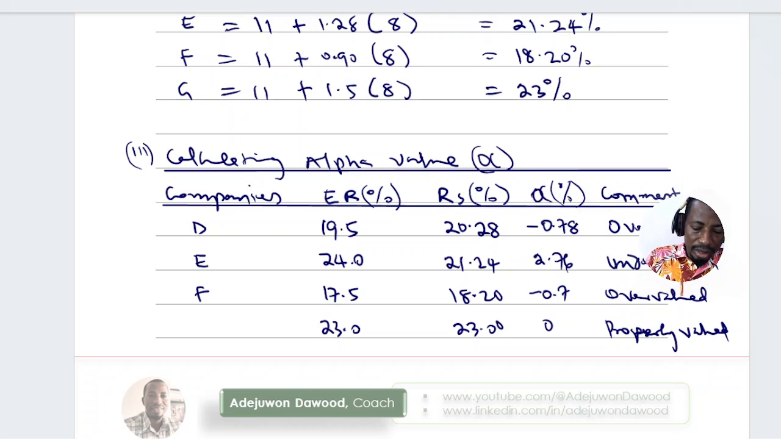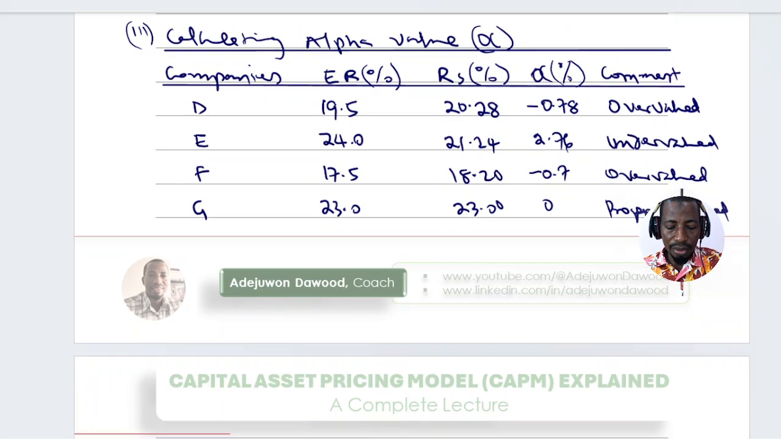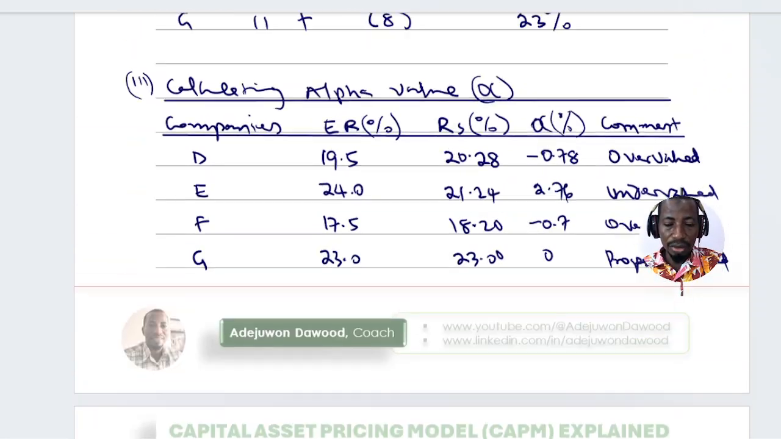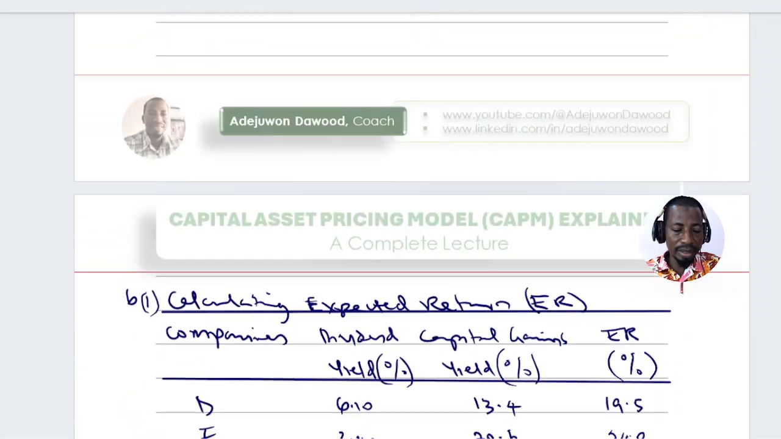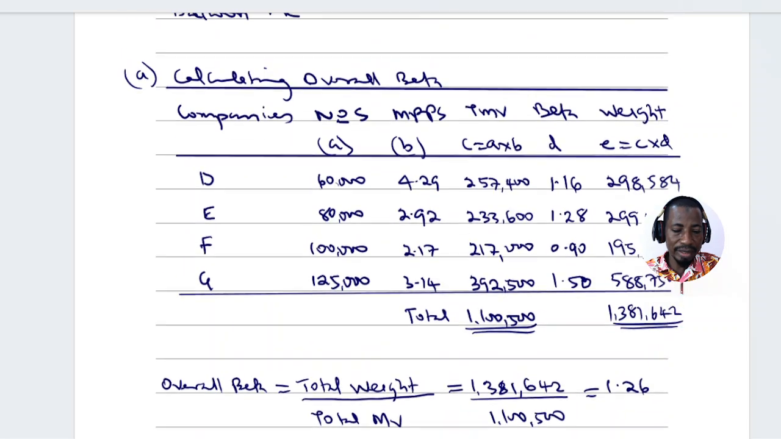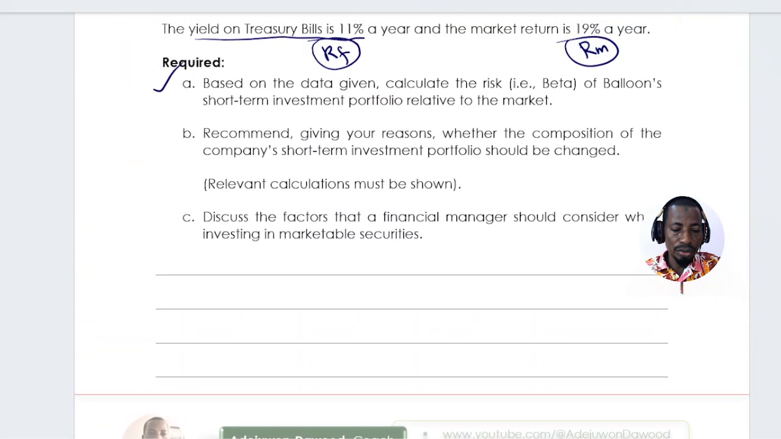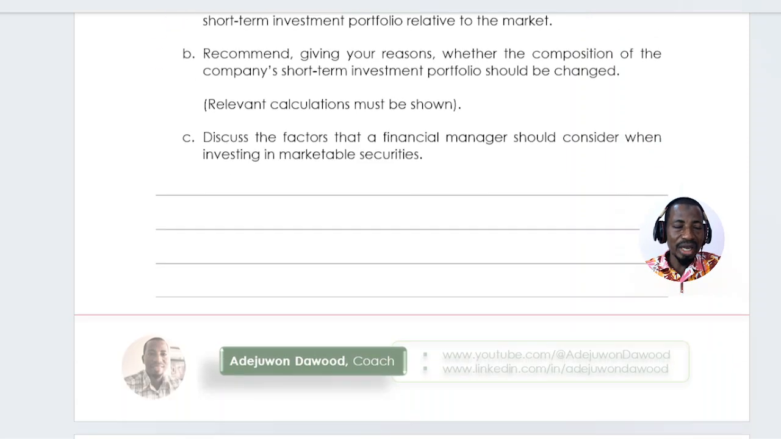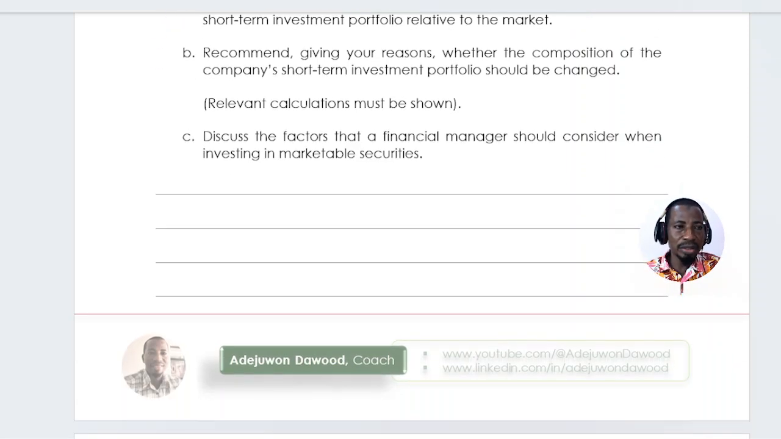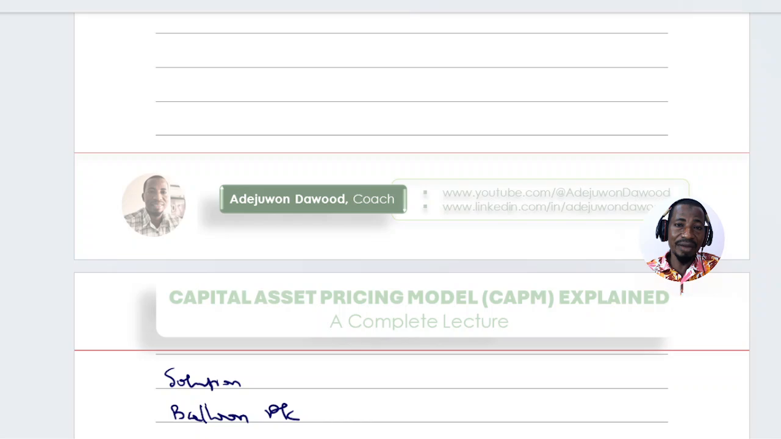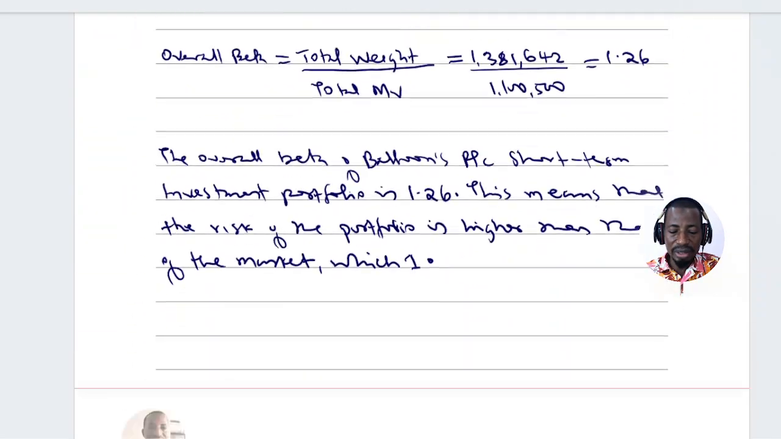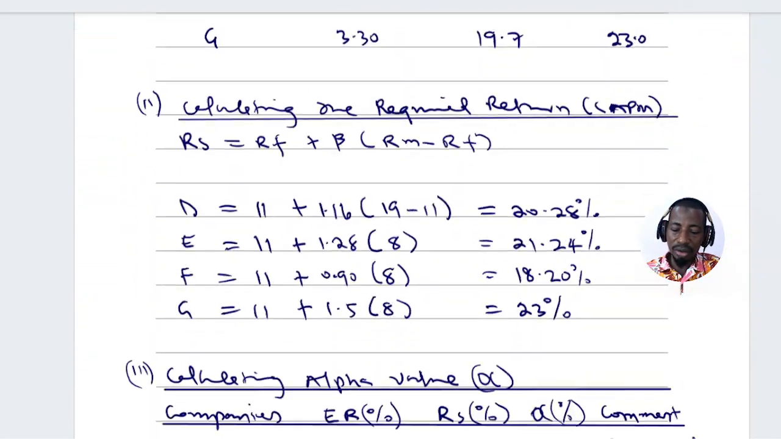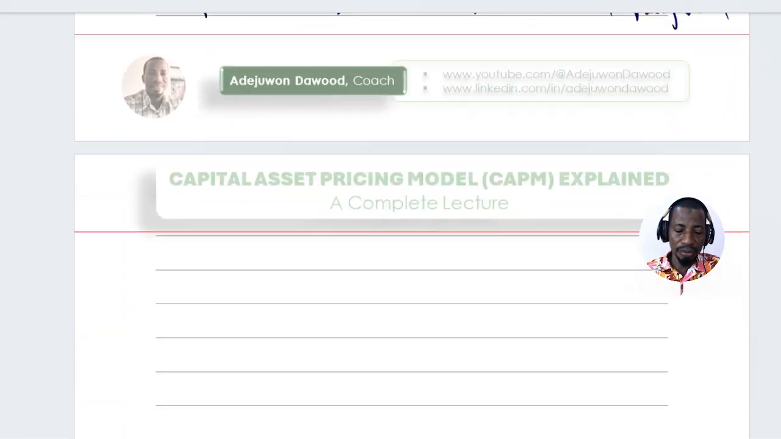So all we need to do now is to advise. What should be our advice? Remember, in the question, the examiner is asking that we should recommend, given your reasons, whether the composition of the company's short-term investment portfolio should be changed. Whether the composition of the investments portfolio should be changed or not will depend on the alpha value computed. So we have calculated our alpha, and we want to recommend what the company should do. So, recommendation.